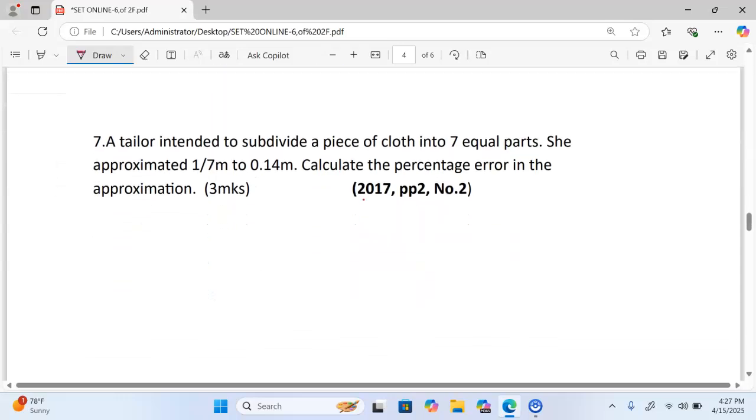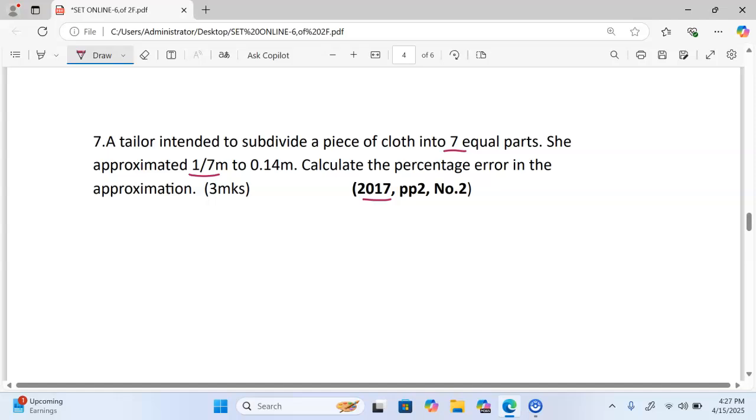We move to another question that was done in KCSE 2017, paper 2, question number 2. The question reads, a tailor intended to subdivide a piece of cloth into 7 equal parts. She approximated 1/7 meters to 0.14 meters. Calculate the percentage error in the approximation.